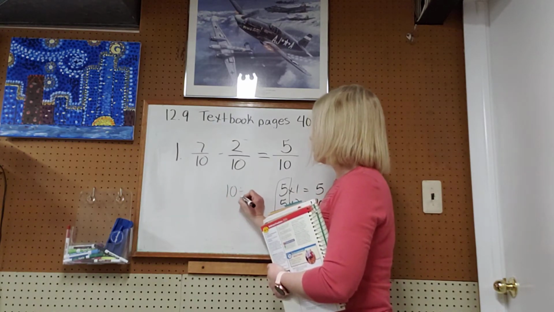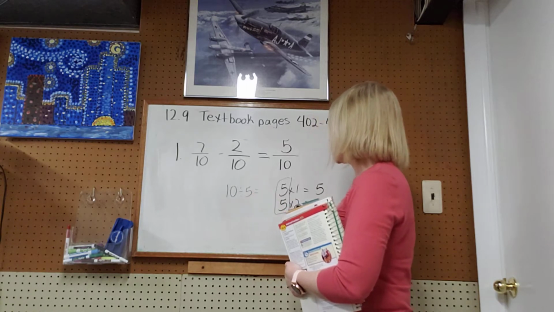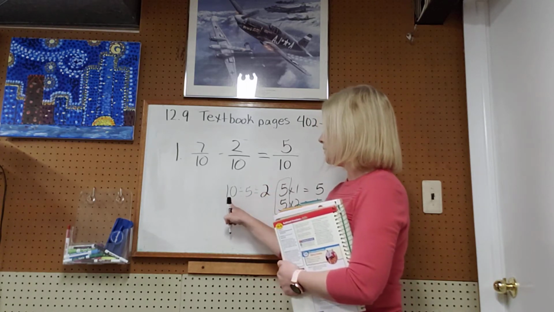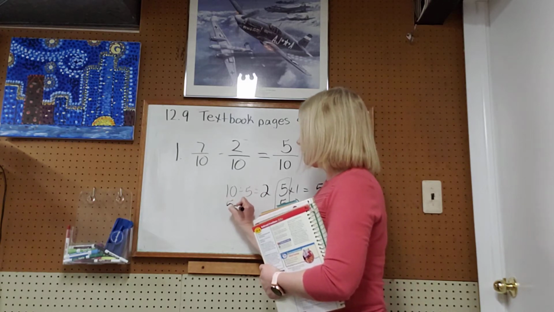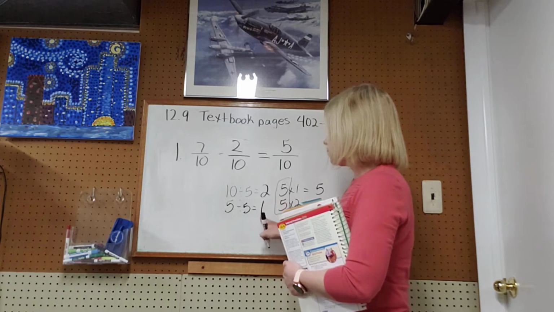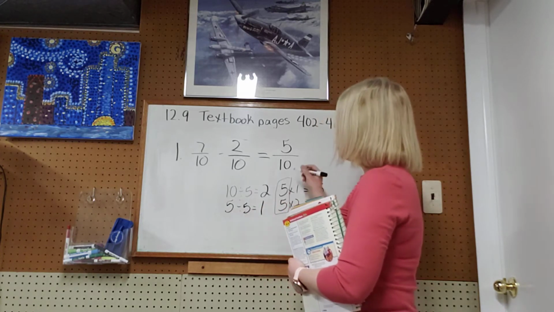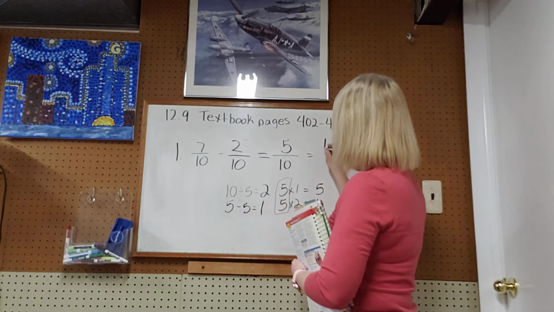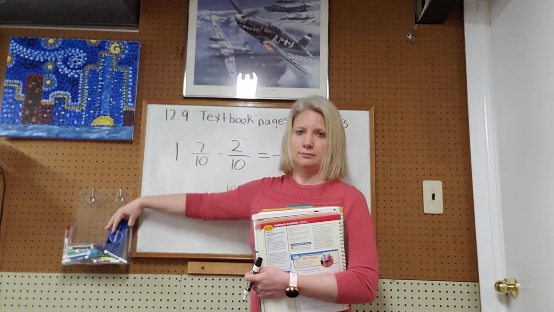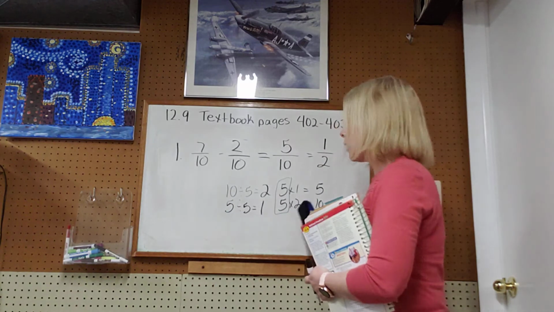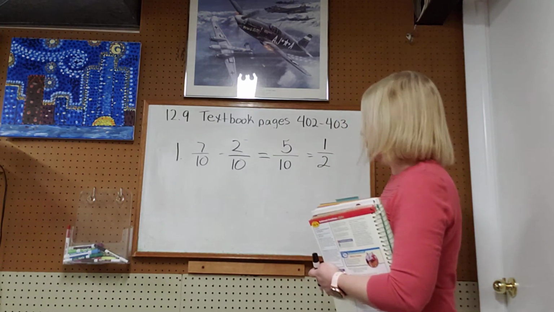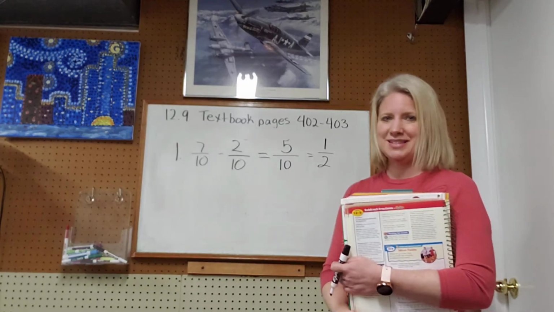10 divided by 5 equals 2, because 2 times 5 equals 10. And 5 can be divided by 5, and that's 1, because 1 times 5 is 5. So this can be reduced down to 1/2. That's the simplest form, 1/2. I know it might be really confusing, and we'll look at them again. We'll do it some more.